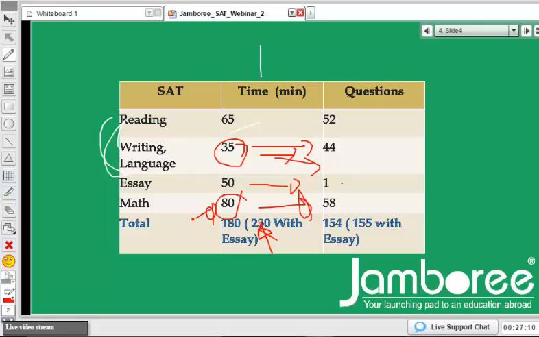In the coming slides I will talk a little bit about how to revise intelligently. You cannot just randomly revise from question number 1 to the end, right? You have to revise intelligently, right? So I'll talk about that as well.